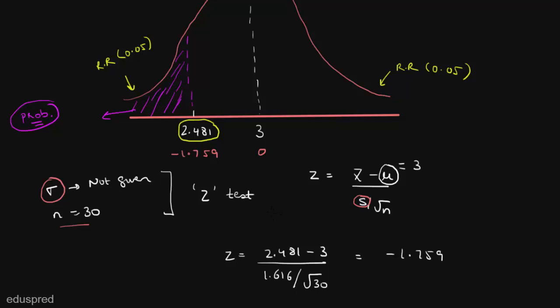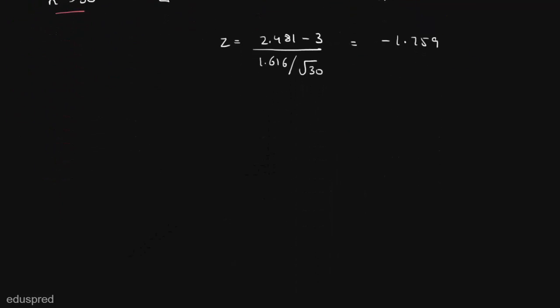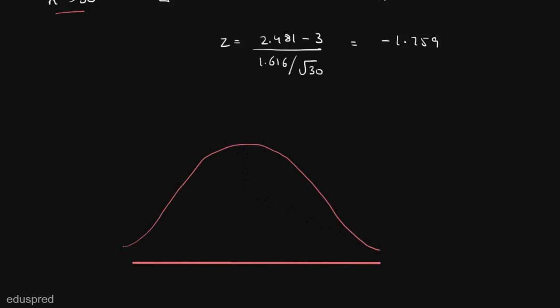So this means our problem boils down to something like this. Let's say this is the standard normal distribution, and here we have 0, and here we have Z equal to minus 1.759. All we have to do now is find the probability of this shaded region. Finding this probability should not be a difficult task.